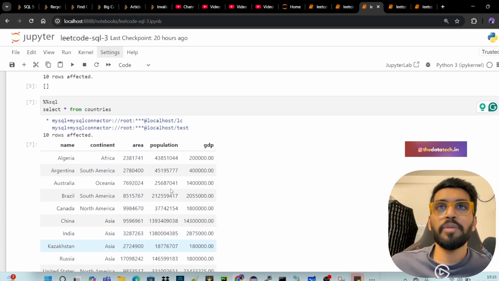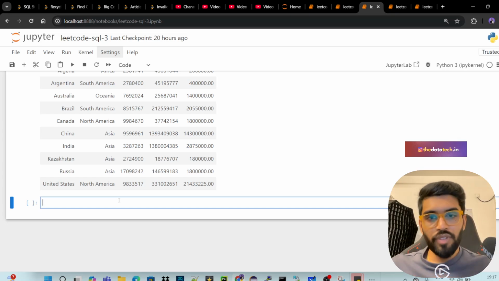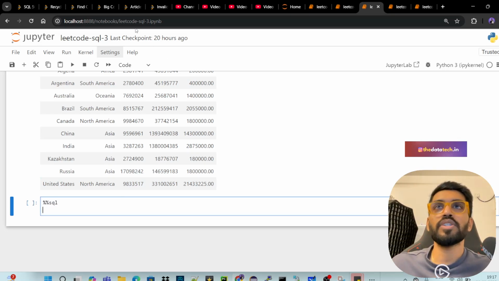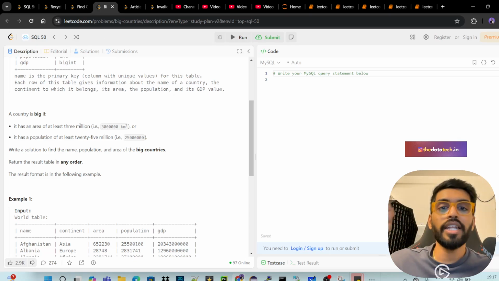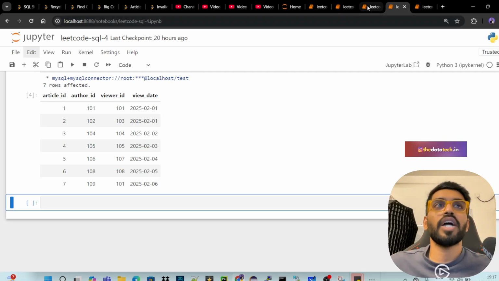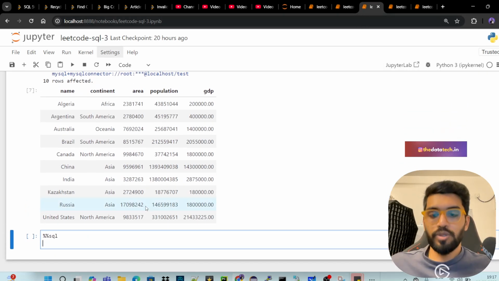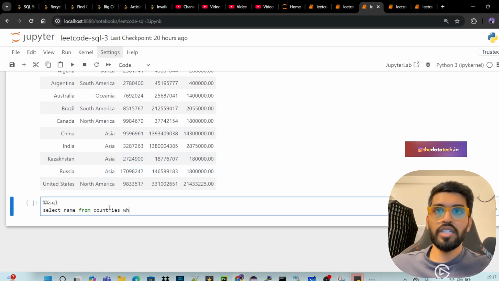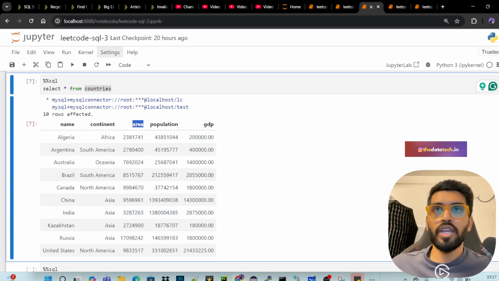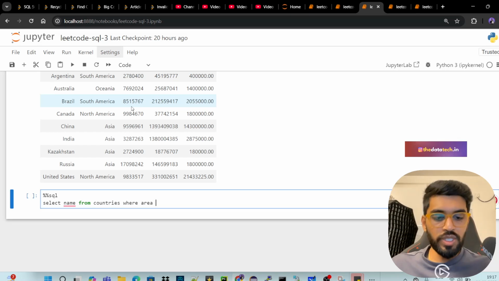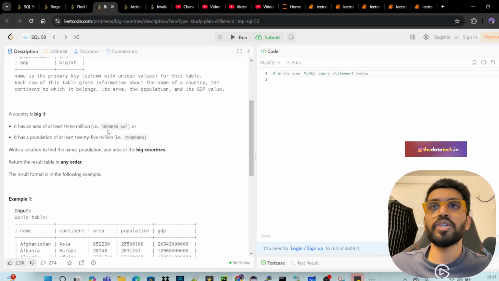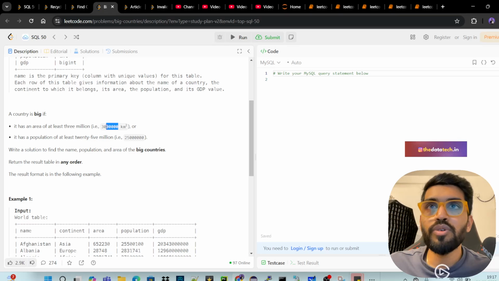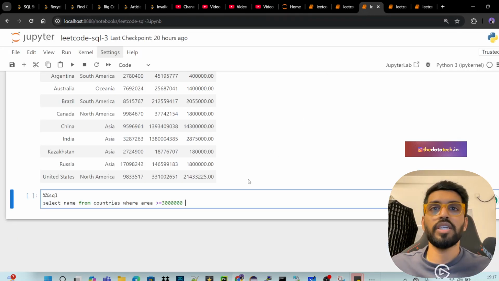So here is my table, the country table. Because we do have the conditions with us, straight away we can start. The first priority they are expecting is area, next is population. So select name, only they are expecting name, from countries where first area, which is greater than or equal to. Don't forget to put greater than or equal to. Copy this number, which is 3 million.